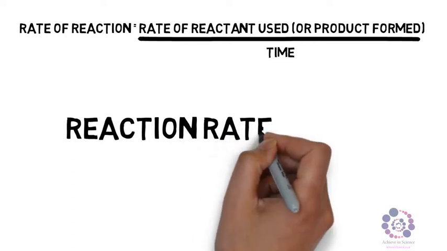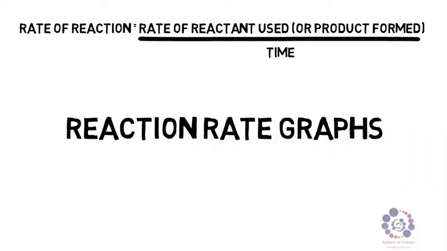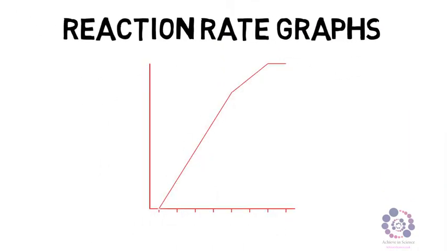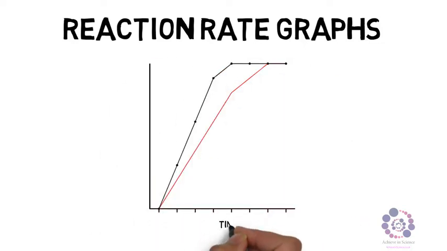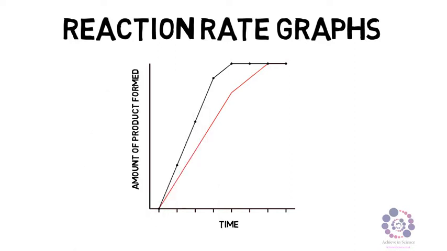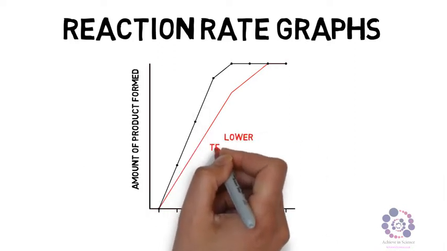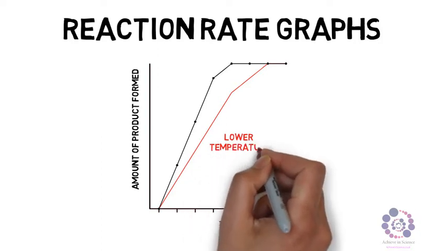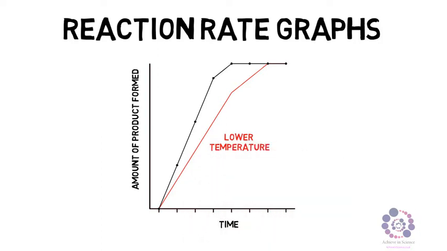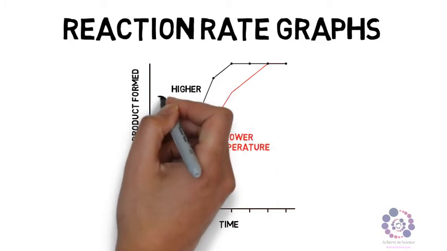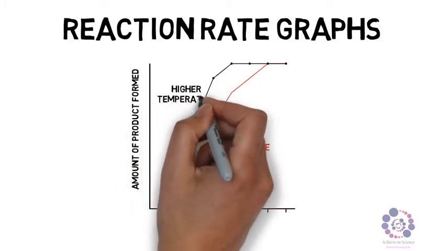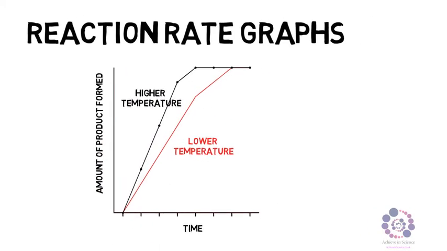Let's have a look at a reaction rate graph and an example. So here we have two graphs on one axis. We have a red line and a black line. On the x-axis we have time, and on the y-axis we have the amount of product that is formed. The red line shows the reaction happening at a low temperature, and the black line shows it happening at a higher temperature, both of which show the same reaction.